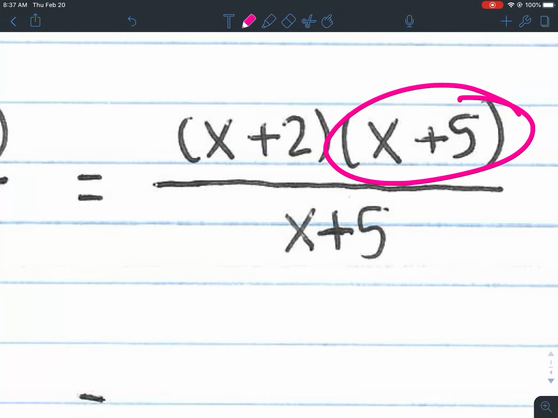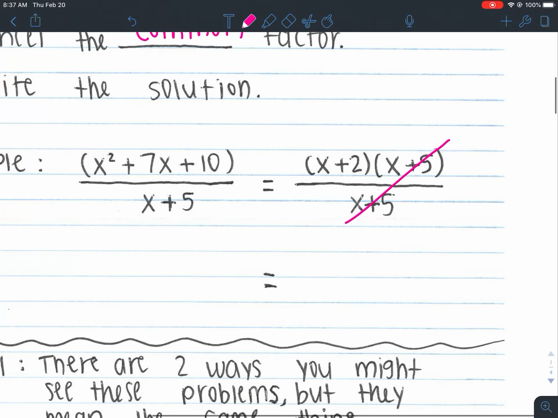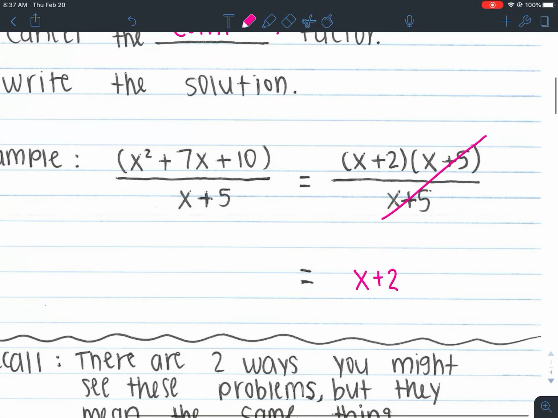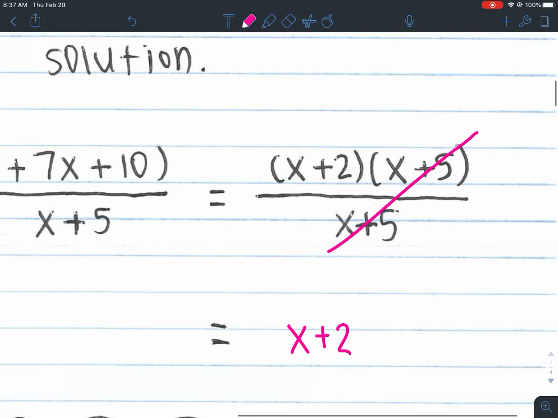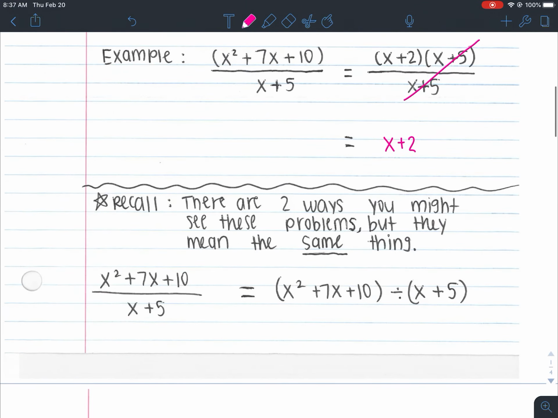We have an x plus 5 in the top and an x plus 5 in the bottom. Those are common factors and they'll cancel, which means our answer here would be just x plus 2. You can write it in parentheses if you want, but you don't have to. So what's really happening here? They're saying, hey, factor this. I'm giving you one of the factors, find me the other one. They're giving you this one, and they want you to find that one.